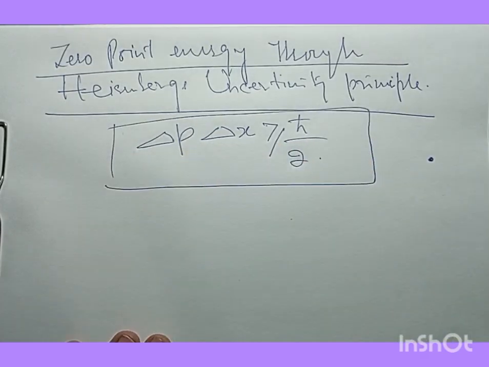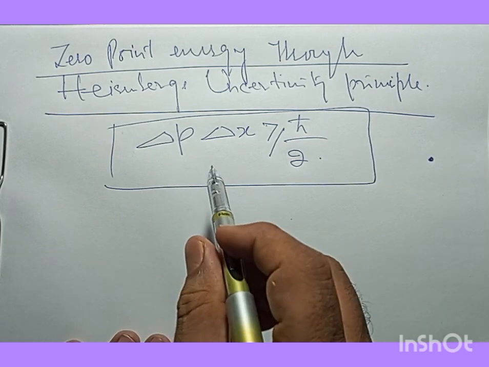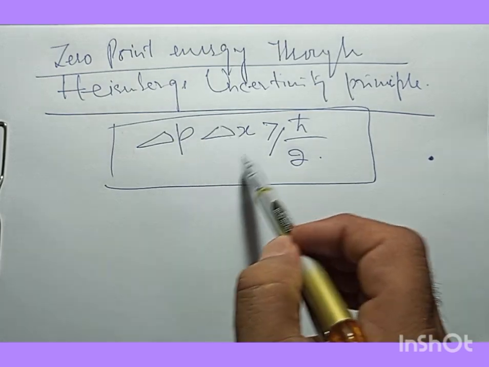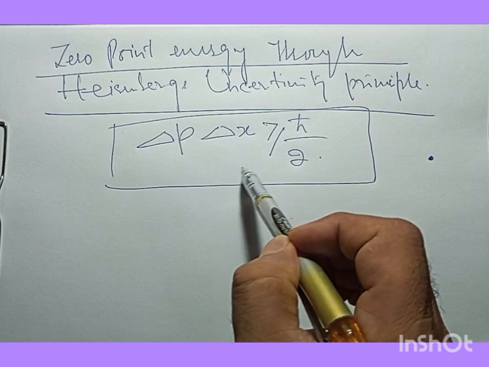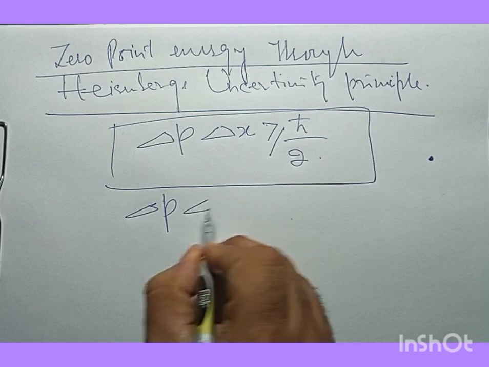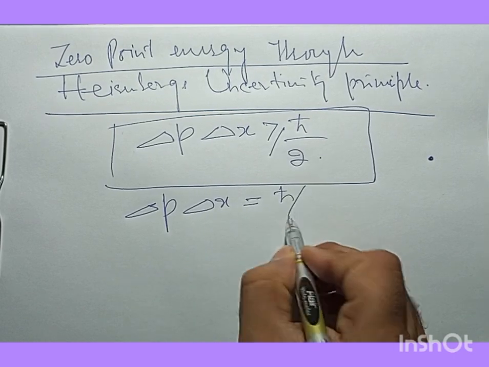So, to translate this uncertainty principle into a simpler format, what it means is that we cannot measure the momentum and position of a quantum particle simultaneously. If you have less uncertainty in the measurement of the momentum of the particle, then the uncertainty in the measurement of its position is going to increase, and vice versa. So we can crudely write delta p delta x nearly equal to h cross by 2.